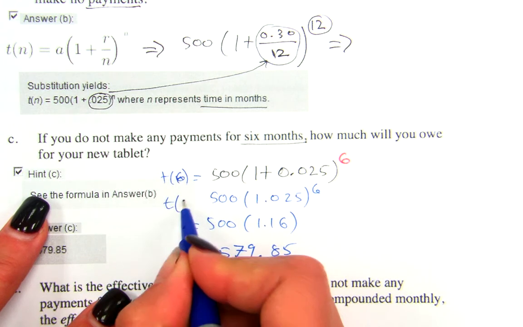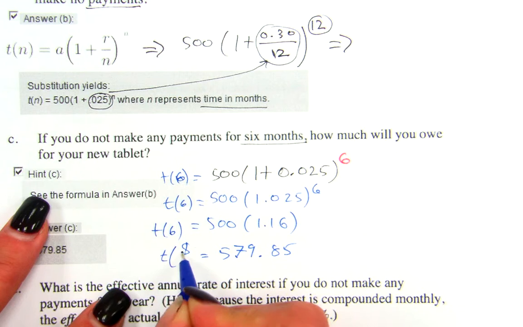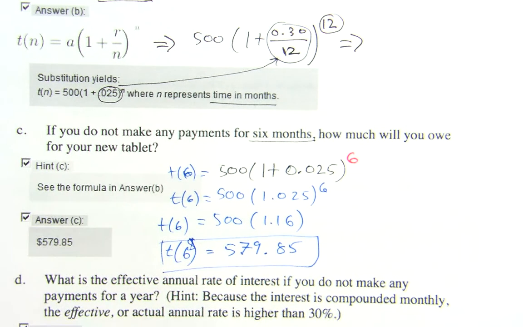Okay, so let's see, T of 6. So in 6 months, T of 6, I guess is the best way to say it. If you don't pay your interest, let's say they're like, hey, take a tablet, we'll charge you interest for 6 months. After 6 months, you're going to have to start owing us money. But if you don't make any payments whatsoever, you actually are going to spend $579.85 on this tablet. So the rule is usually you want to pay your interest.